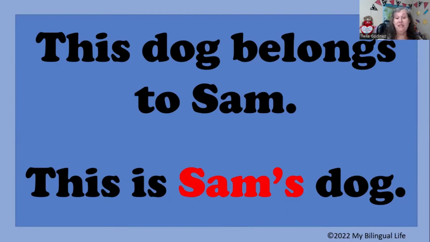Este perro es de Sam. That sounds a little funny in English. In English, we would say this is Sam's dog. So we take his name and add the apostrophe S. This is Sam's dog.